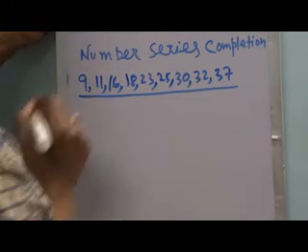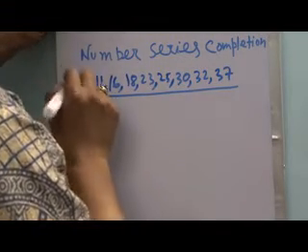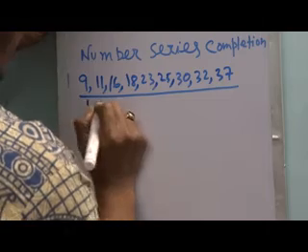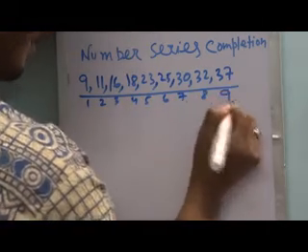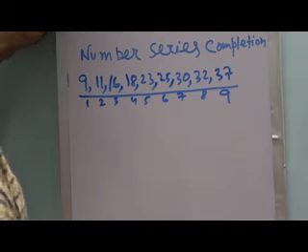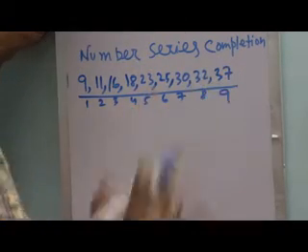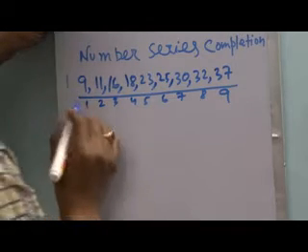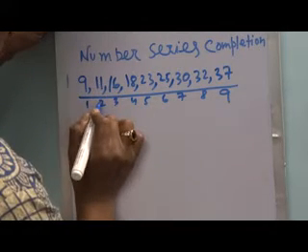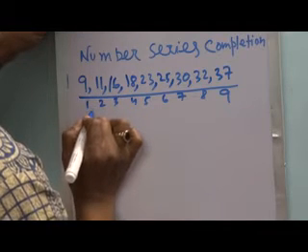Now similarly, if we mark the numbers with position 1, 2, 3, 4, 5, 6, 7, 8 and 9, we can see that if we move from top left hand side to top right hand side, the number in position 2 is incremented by 2.